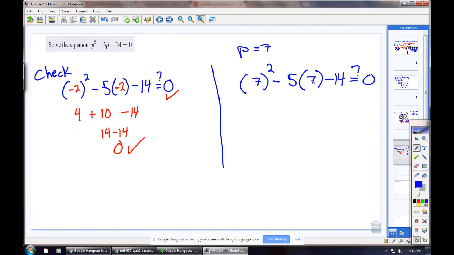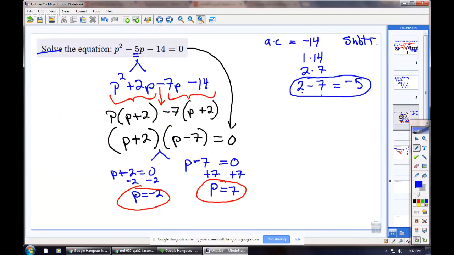Dropping in my 7, I get 49 minus 35 minus 14 equals 0. And let's see, to get from 35 to 49, I need 14. Look at that, that works out nice. Minus 14 is another 0. We did it. All right, checked. These are indeed the answers over here.